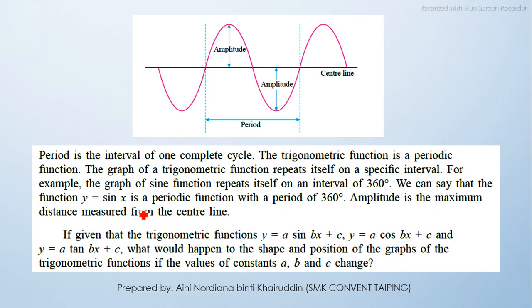Amplitude is the maximum distance measured from the center line. So this is the center line, and this is the value of amplitude. It is given that the trigonometric function y equals a sine bx plus c, y equals a cos bx plus c, and y equals a tangent bx plus c. So what will happen to the shape and position of the graph of the trigonometric function if the values of constant a, b, and c change?